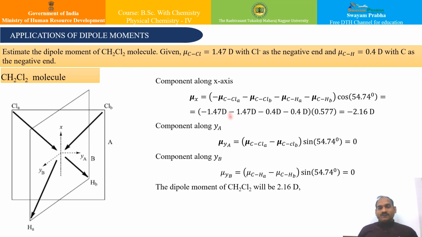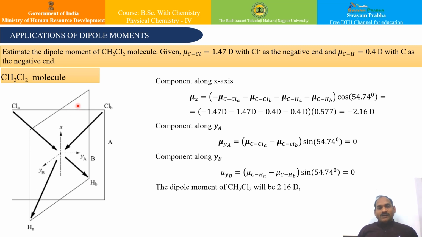Okay, now in this particular molecule, we consider the atoms ClA and ClB, the first and second chlorine atoms. They lie on plane A, so both of them are lying on this particular plane A. And the atoms HA and HB are on plane B. So this is my plane B.